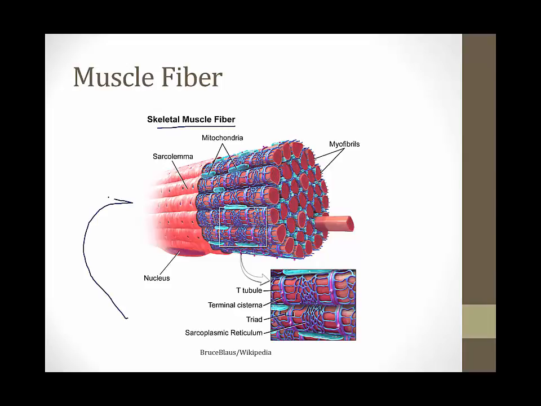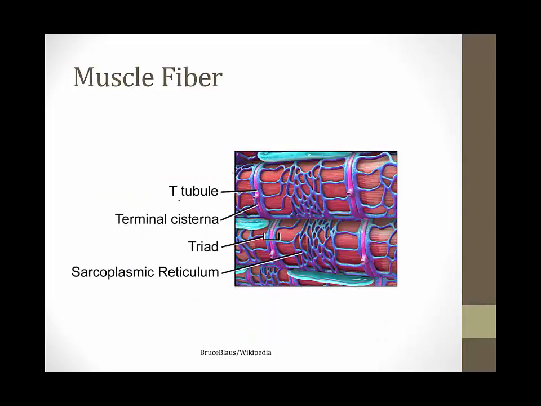Here's a picture from the web of a skeletal muscle fiber. So this entire structure is a muscle cell. This is the nucleus down here. Some mitochondria are highlighted here, and the membrane of the cell is called the sarcolemma. And you can see that it's a bundle made up of these myofibrils, which are the structures that contract in skeletal muscle.